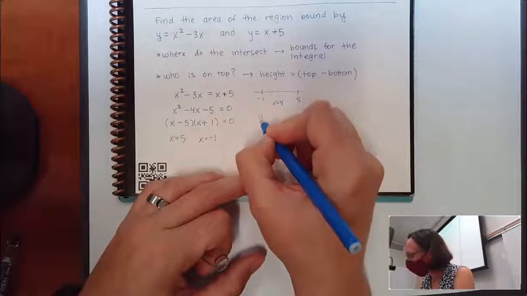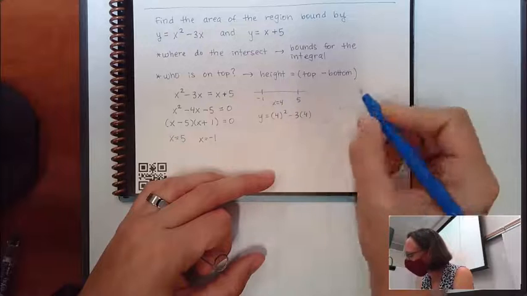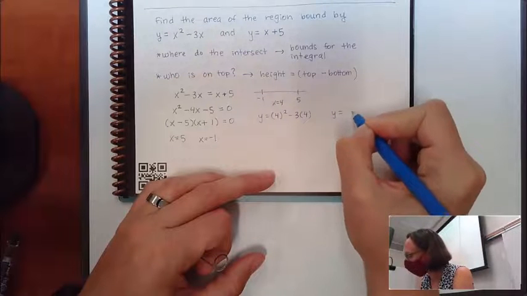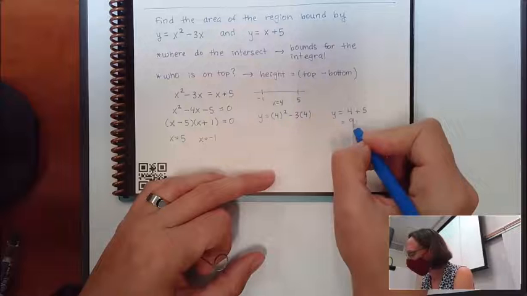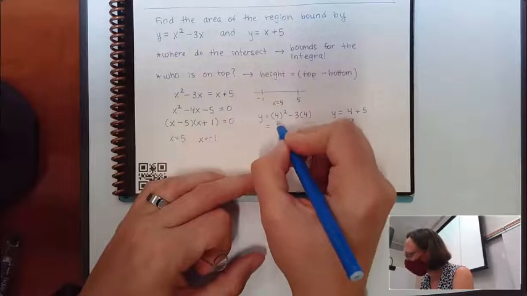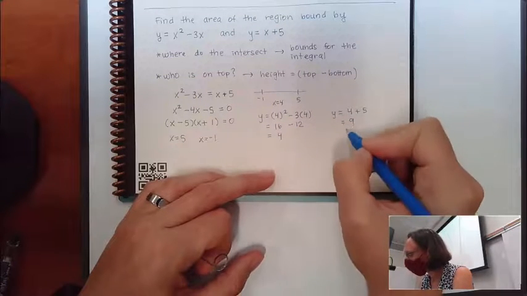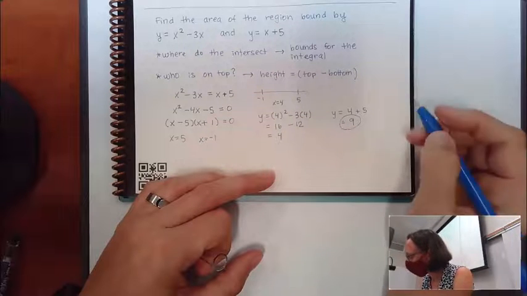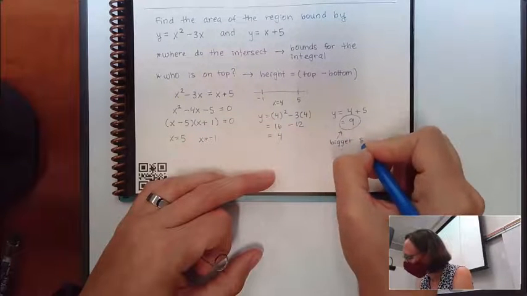So I'm going to go y equals 4 squared minus 3 times 4, and I'm going to have y equals 4 plus 5. So over here I get 9. Over here, that's 16 minus 12, so that's 4. This is bigger. So the line is on top.